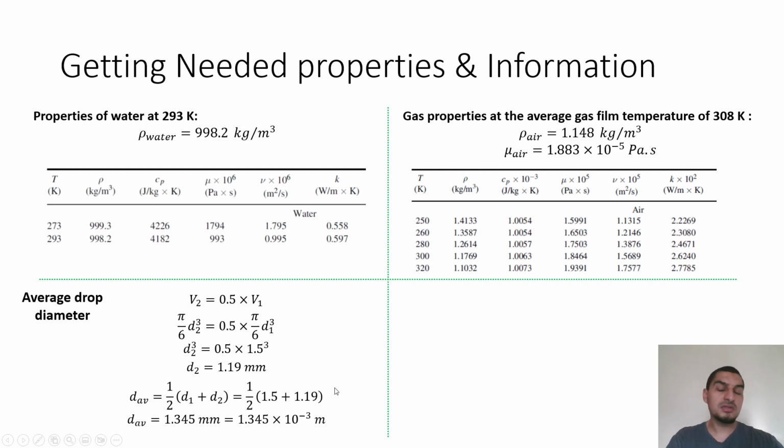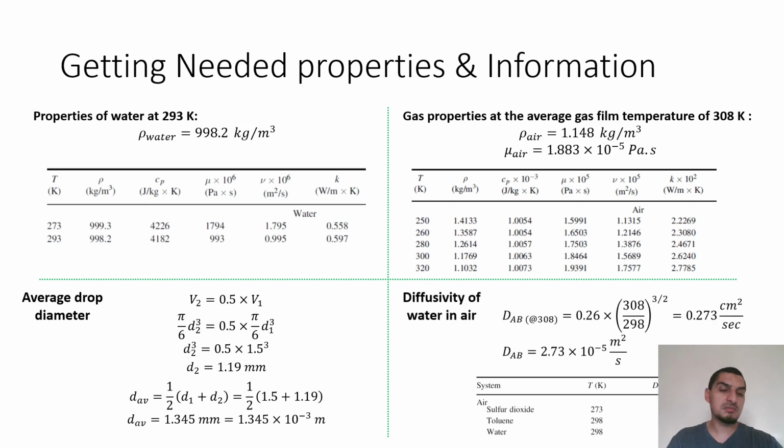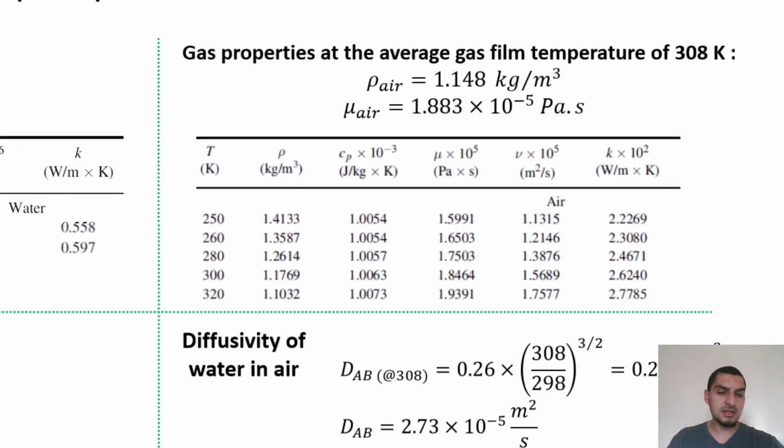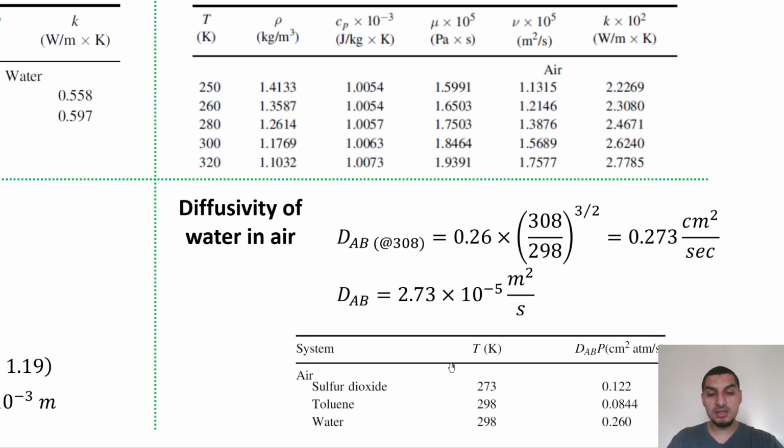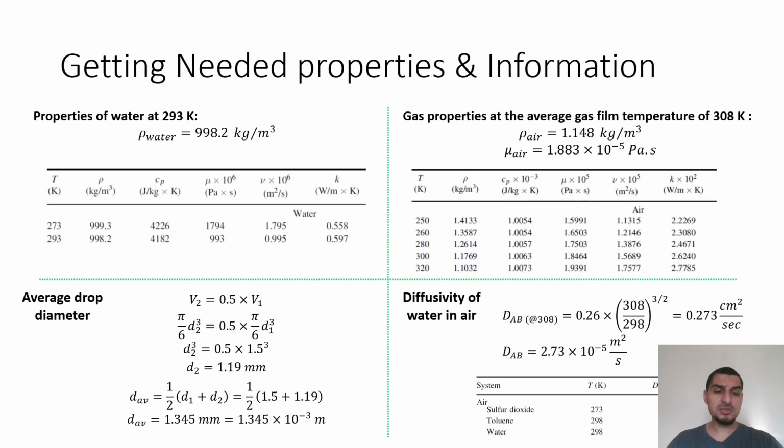Finally, I need to get the diffusion coefficient of water in air, which is given. I can find it in the tables in the appendix in the textbook, but I have it for water in air at 298 Kelvin. So I will multiply it by the factor T over T0 to the power 3 over 2 to get the diffusion coefficient at the new temperature. Omega D will not make a big difference, so I didn't include it.